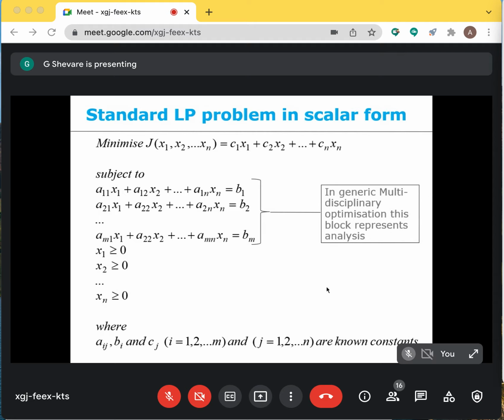In some sense, they represent the analysis part of the system. In this formulation, Aij, Bi, and Cj are all given and they are supposed to be known to us, and they are not supposed to be changing. What is required to be changed is x1 to xn. They are the ones which I am supposed to vary so that J is minimized.